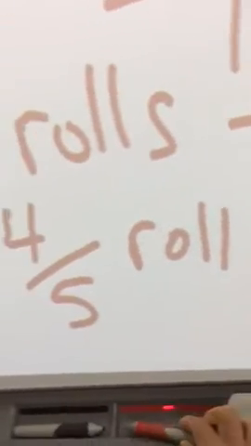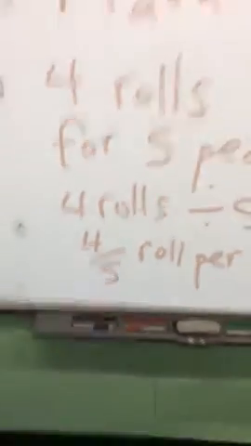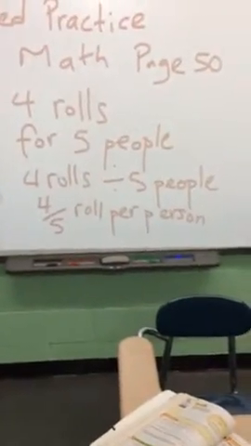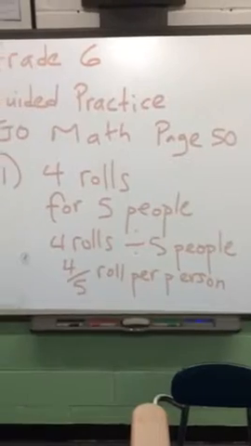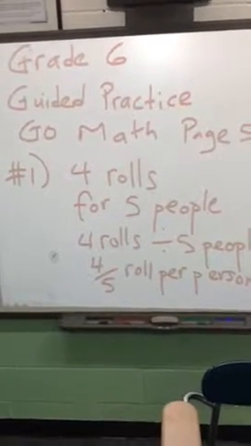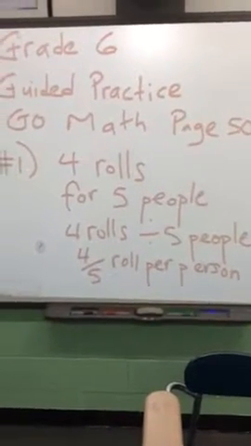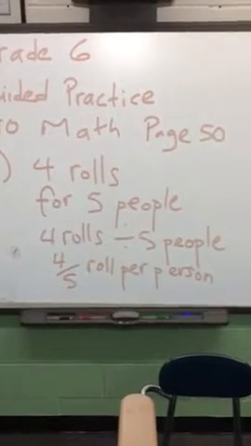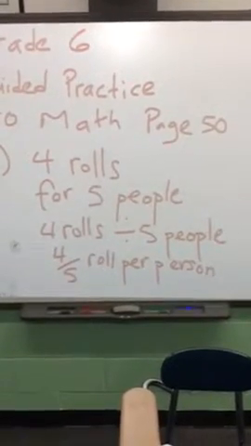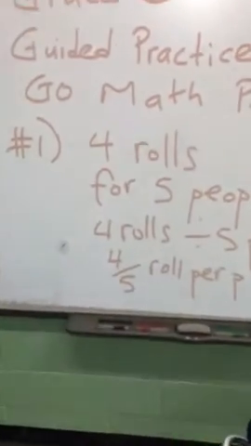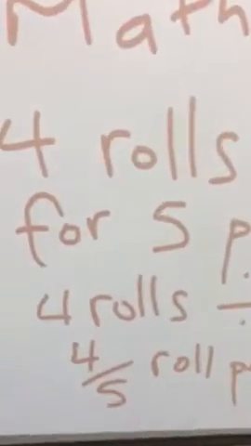All right. So you have 4 over 5 rolls per person because you have 4 rolls for 5 people. So obviously you're going to have less than 1 roll per person. All right. So that's what that problem is asking you to do. Okay, so let's move on.